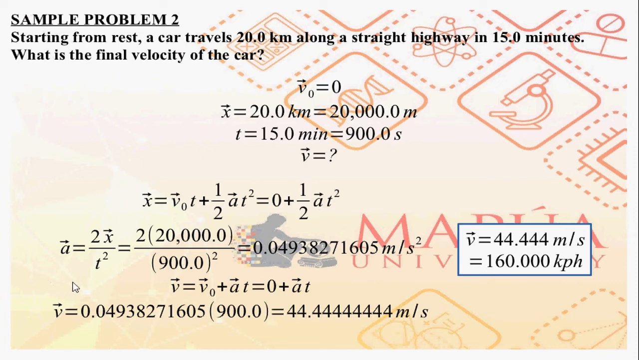We can isolate A. A is equal to 2x over T squared. Plugging in the values, we are able to get A to be 0.04938271605 meters per second squared. We got an answer, but that's not the answer that we are looking for. We are looking for final velocity. So we are not yet finished with our solution.